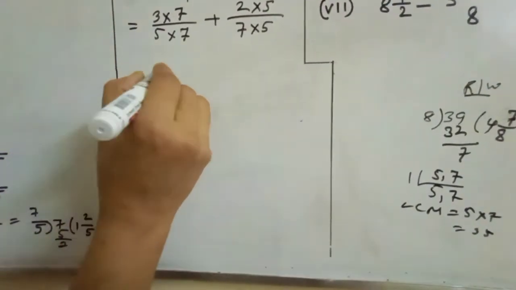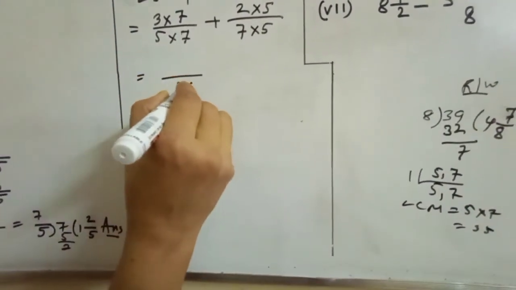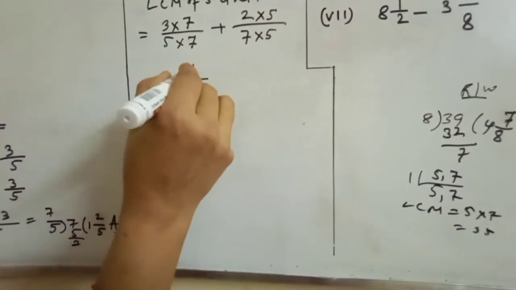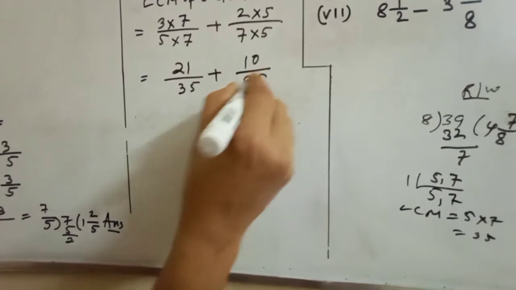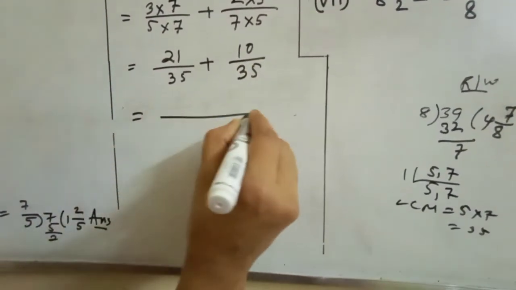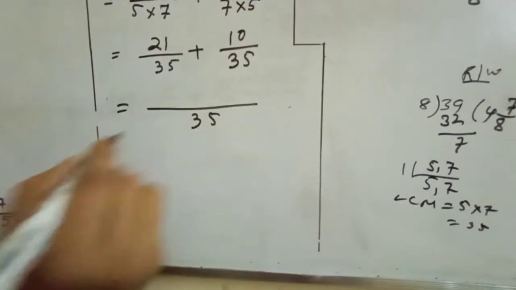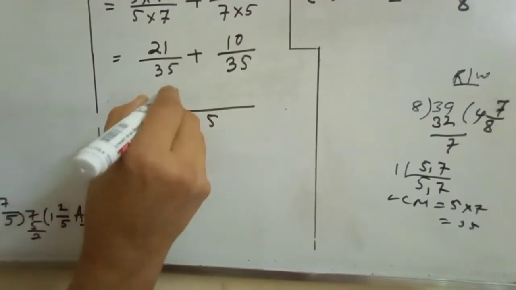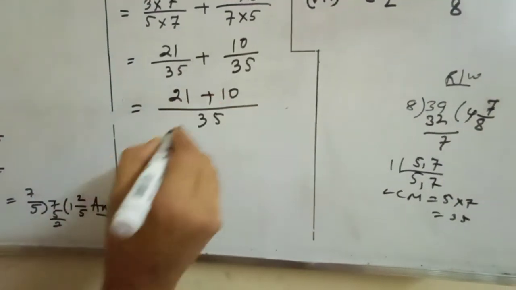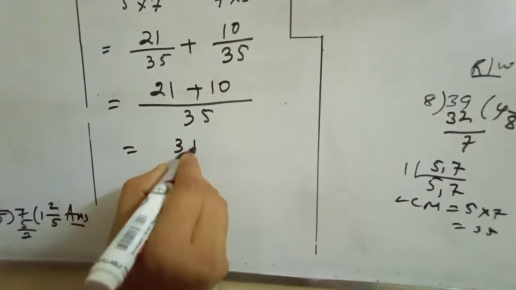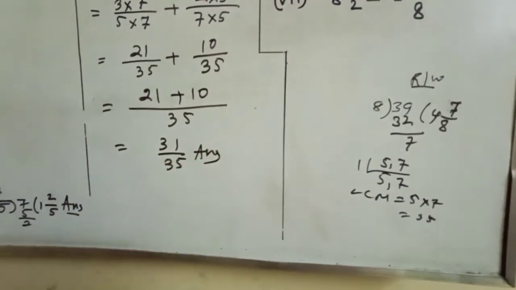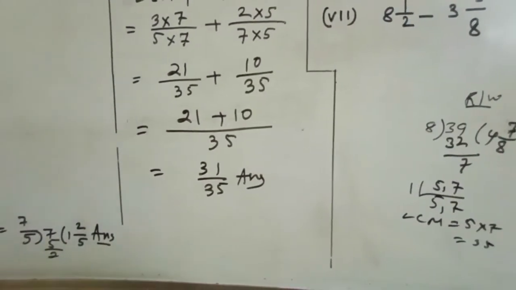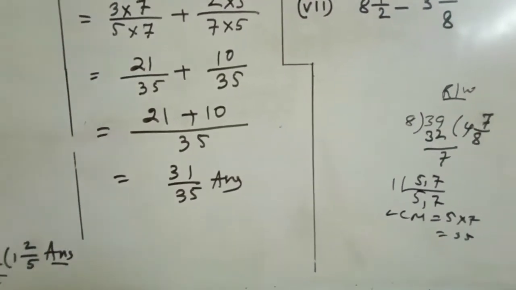what will you do? 3 sevens are 21 plus 10 by 35. Now both the denominators are the same, so you can take it as a common denominator, and 21 plus 10 is 31 by 35. It is a proper fraction, so it is the answer also. No need to make it a mixed fraction. Next sum.